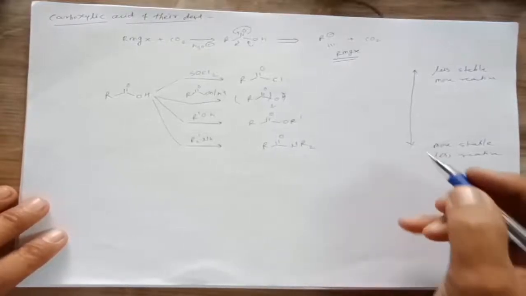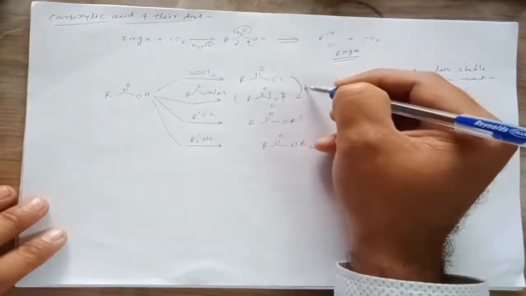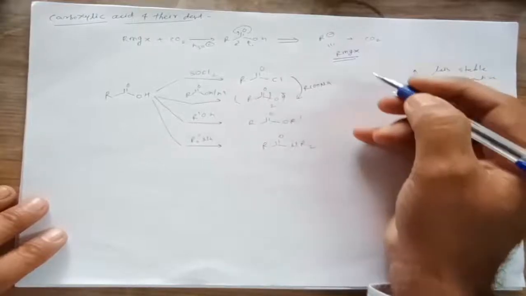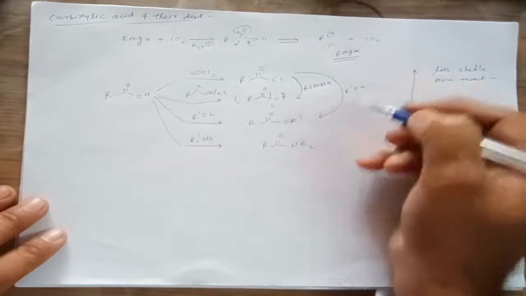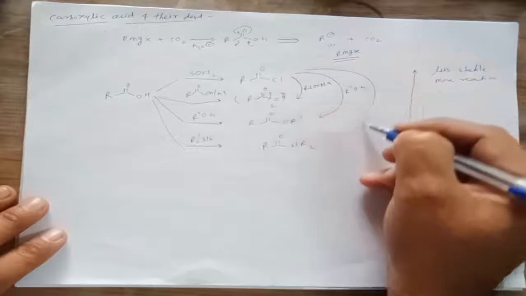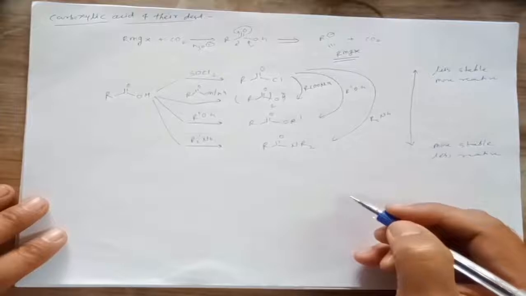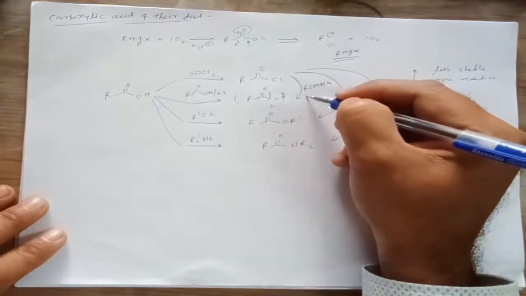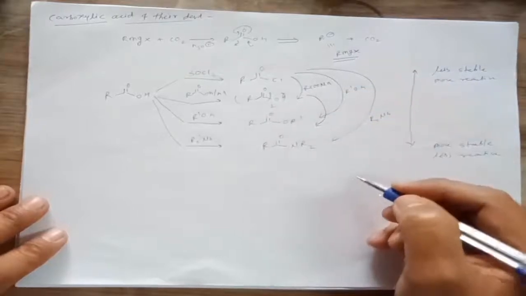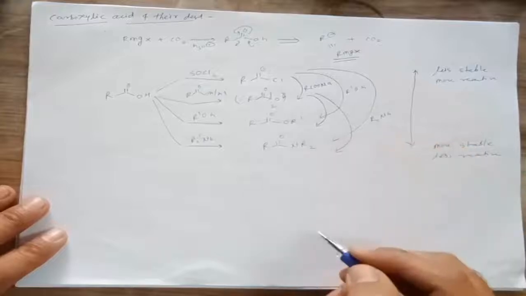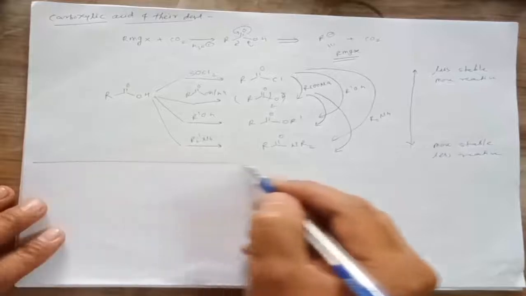We can also prepare the derivatives from the acyl chloride. If we treat this acyl chloride with RCOONa, it gives an anhydride. If we treat it with alcohol, R-OH, it gives an ester. And if we treat it with an amine, R2NH, it gives amides. Similarly, the anhydride can be treated with alcohol to give an ester, and with an amine it also gives amides. So these derivatives can be easily interconverted.